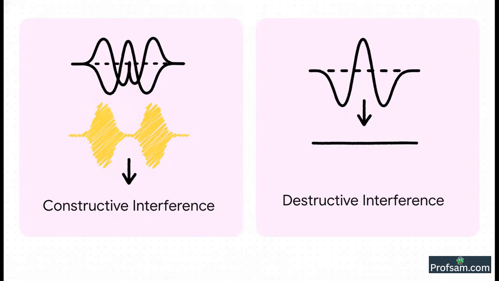On the left, we have constructive interference. Just think of this as crest meets crest. The waves help each other. They build each other up, creating a bright spot. This happens when their path difference is a whole number multiple of the wavelength, or n lambda.